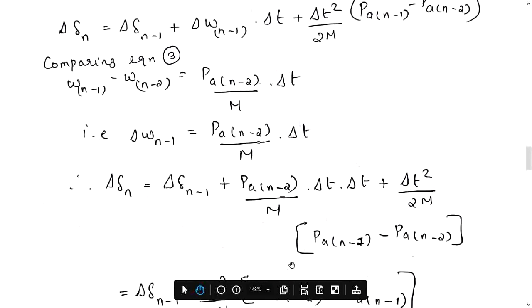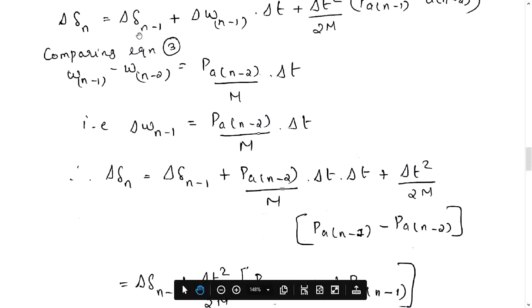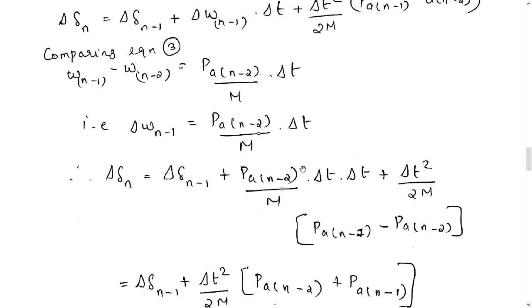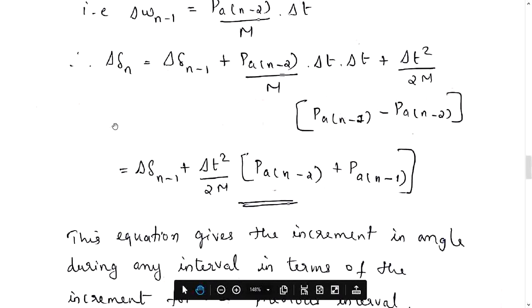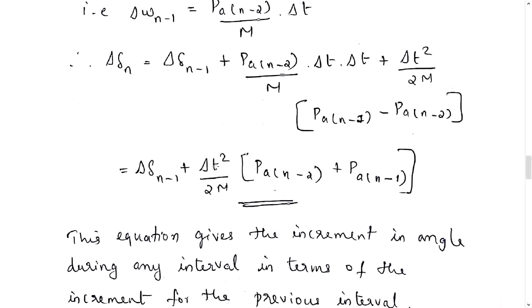So substituting this value, Δδ_n will be equal to Δδ_(n-1) plus, instead of this we can write, Pa_(n-2)/m into Δt into Δt. That is, we are substituting this value in this equation, plus Δt²/2m into (Pa_(n-1) minus Pa_(n-2)). Therefore, Δδ_n equals Δδ_(n-1) plus Δt²/2m into (Pa_(n-2) plus Pa_(n-1)). So this is how the change in δ for one interval is calculated.